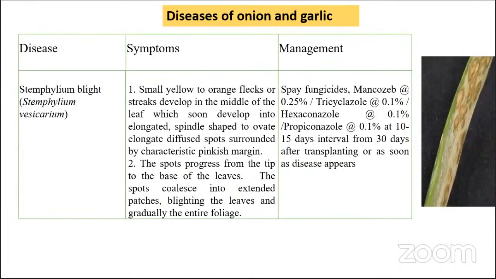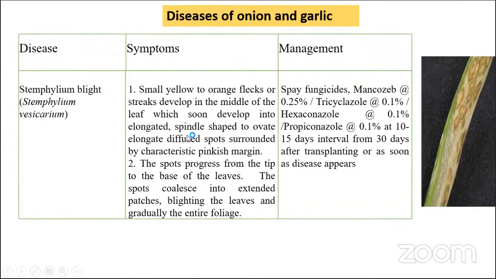The second important disease is Stemphylium blight, caused by Stemphylium vesicarium. If you look at the pictures or symptoms of Stemphylium blight, initially small yellow to orange flecks or streaks develop in the middle of the leaf, which soon develop into elongated spindle-shaped to ovate diffused spots, surrounded by a pinkish margin. You can see in the picture the pinkish margin, and these are the spots of Stemphylium blight. These spots progress from the tip to the base, blighting the leaves, and gradually the entire foliage gets damaged.